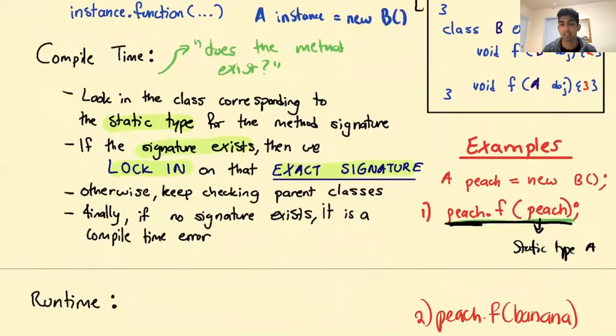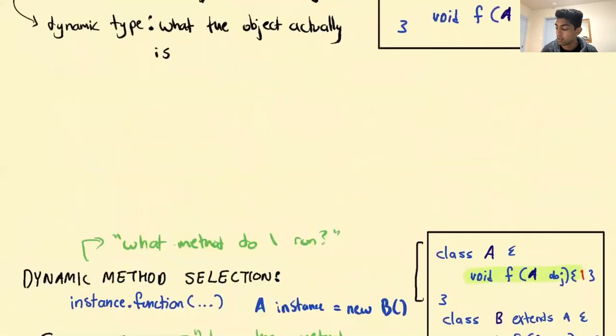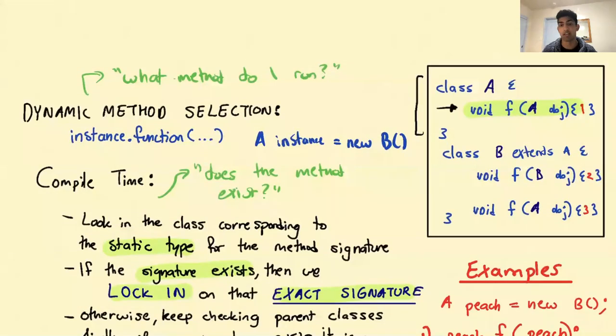What I mean is that eventually this peach.f(peach) method call will call some function, right? When we lock in on a method signature, it means that we will execute this exact method signature, okay? We're not changing our mind. We will execute this exact method signature. It may not be the method in class A, it may be a method in some other class, but it has that exact method signature. That's what I like to think about as locking in, okay?